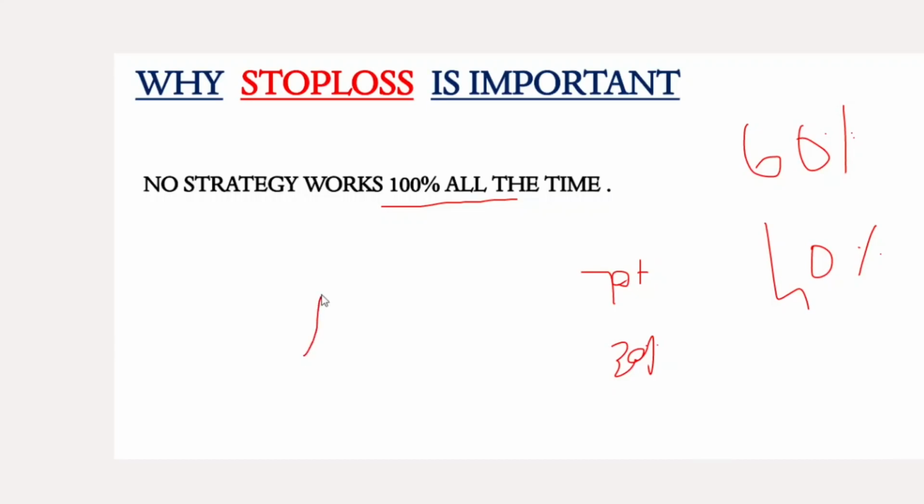Anytime the market can go and reverse. So nobody can judge a market. Nobody can predict exactly what will happen next, and every strategy fails at some time. So keeping a stop loss is very important for our safety.